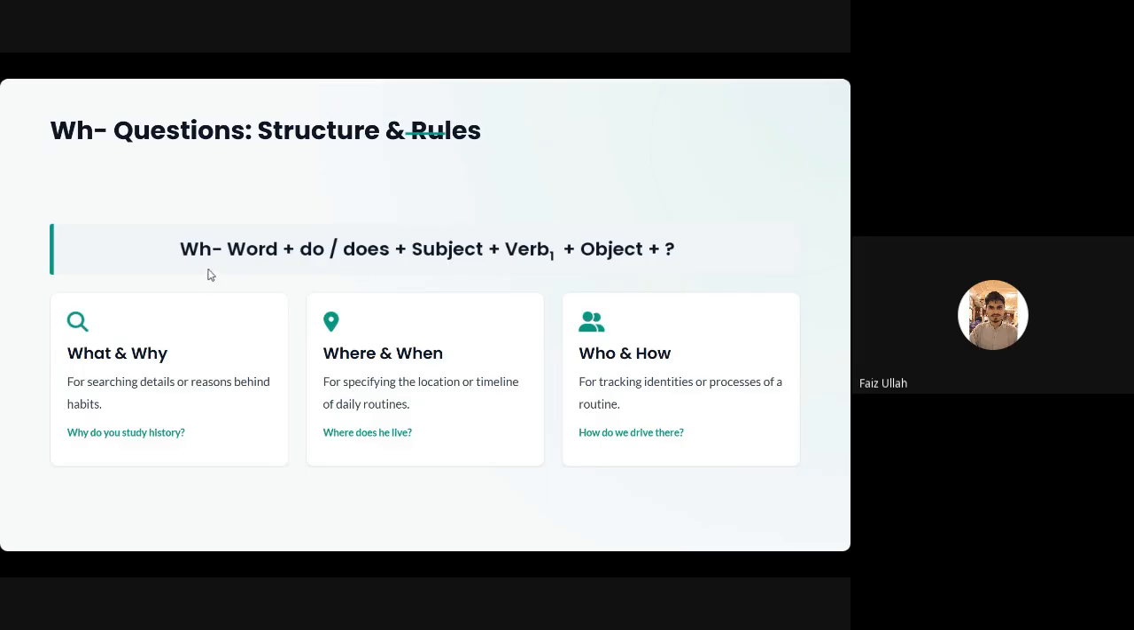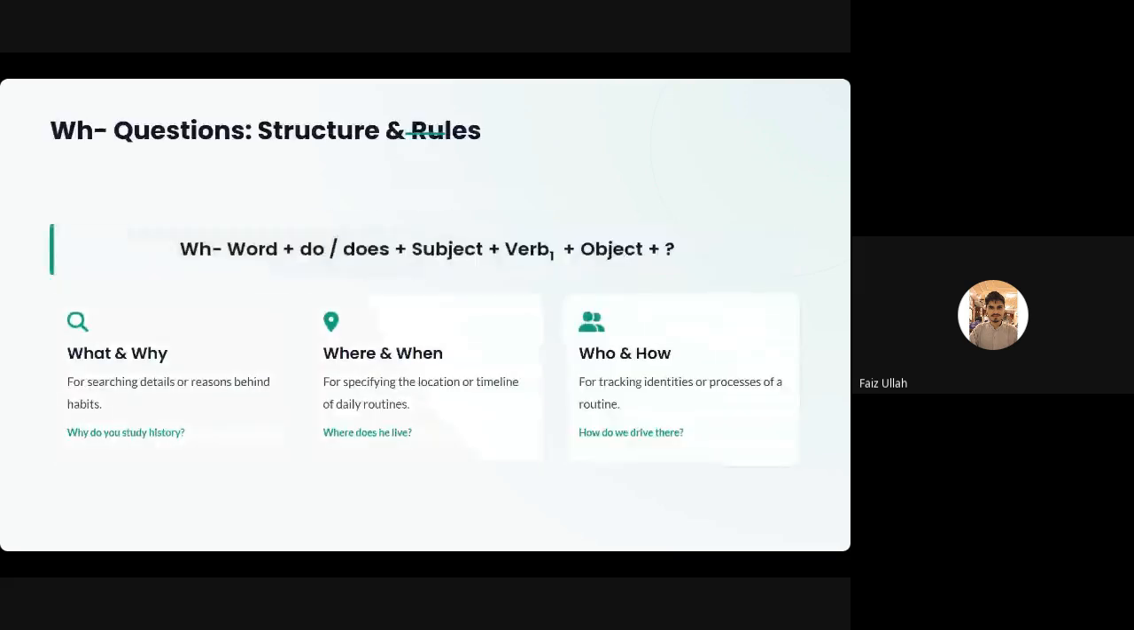Similarly, you can use a WH word like when. When do you take breakfast? Where do you take breakfast? What do you eat in your breakfast? So the structure is quite simple.